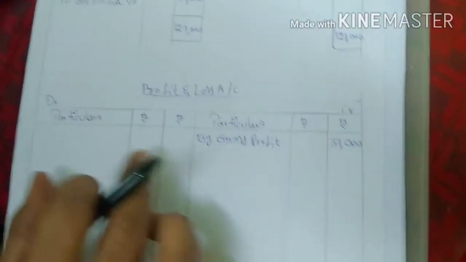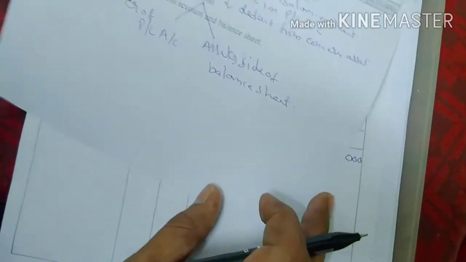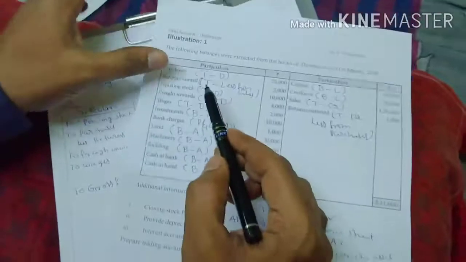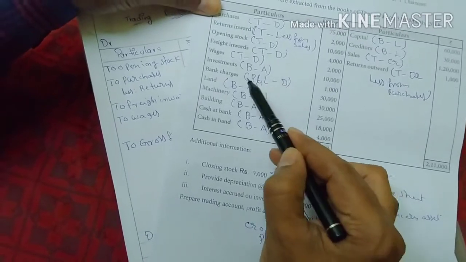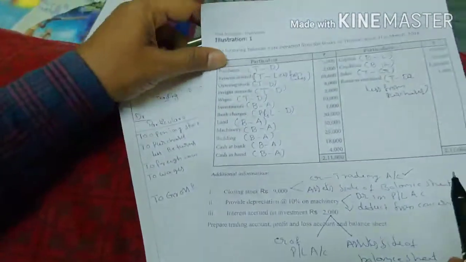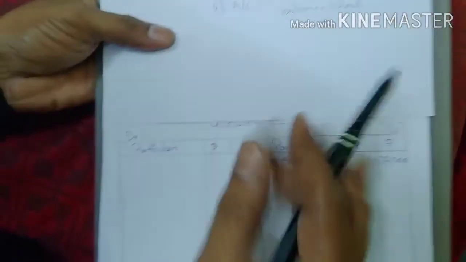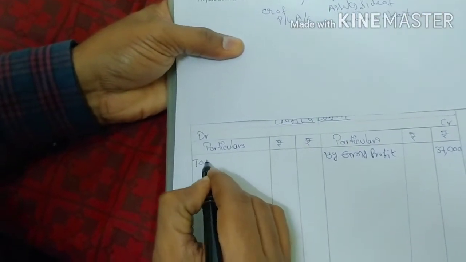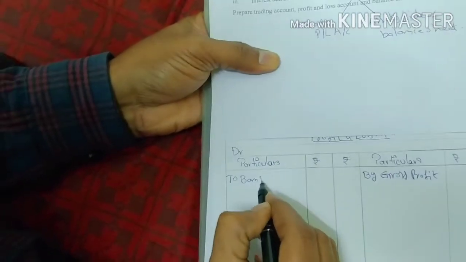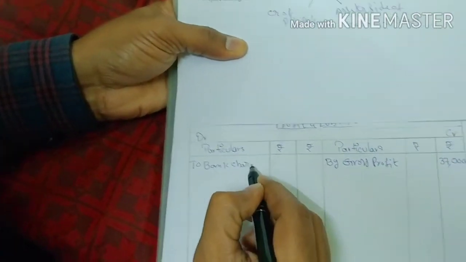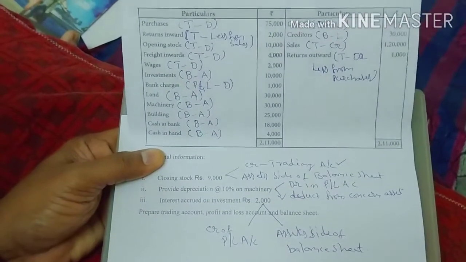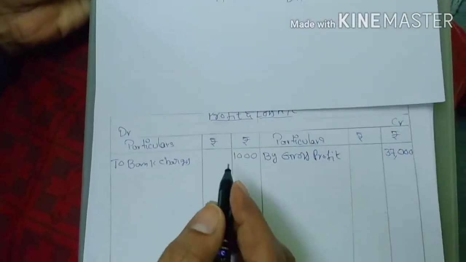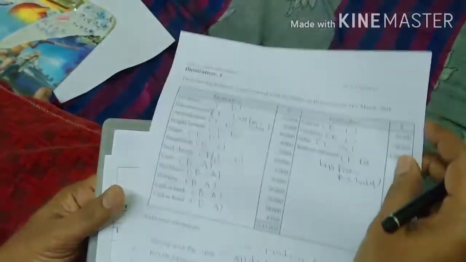Next we need to post the rest of the transactions. Look here: trading account, balance sheet, profit and loss account, debit side, bank charges are there. So write here: to bank charges, that is 1,000 rupees. Next look here, profit and loss account, no transaction.